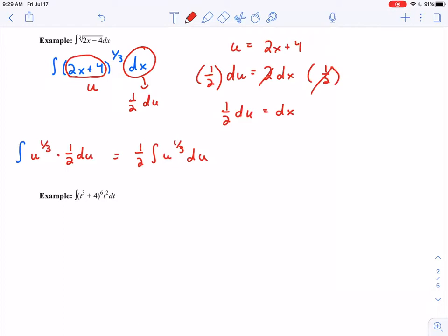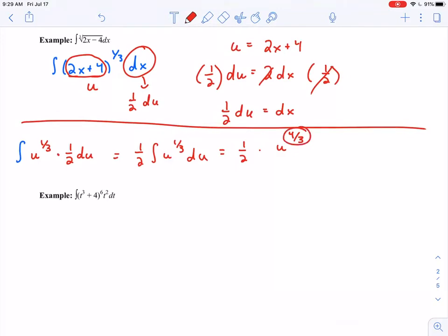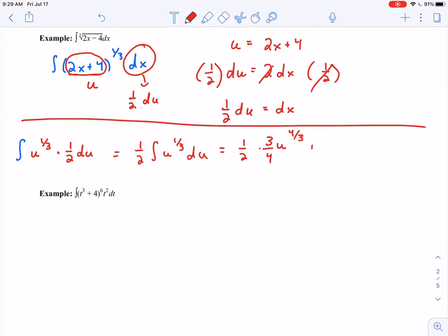So now I should be able to evaluate my integral. So let's do that. 1/2 times, I'm going to add 1 to my power. This is really u to the 4/3 if I add 3 over 3. And here I don't want to have to divide by a fraction. It's just ugly, so I'd rather multiply by the reciprocal. So I'm going to multiply by 3/4 plus my constant of integration c.